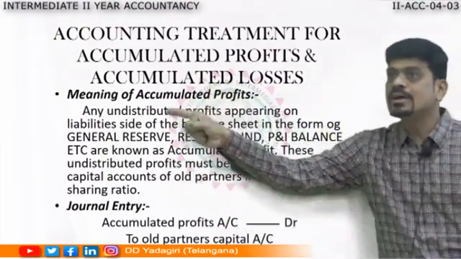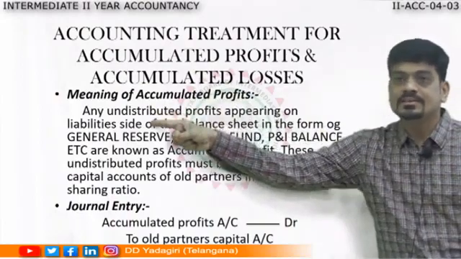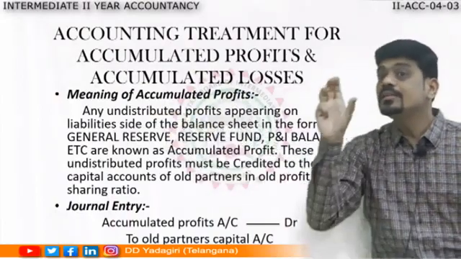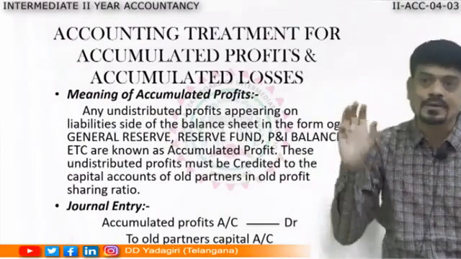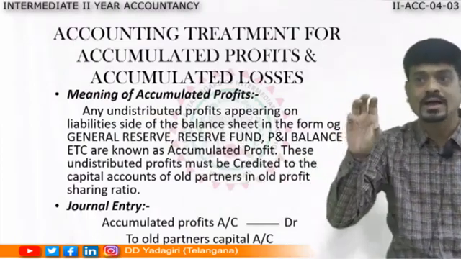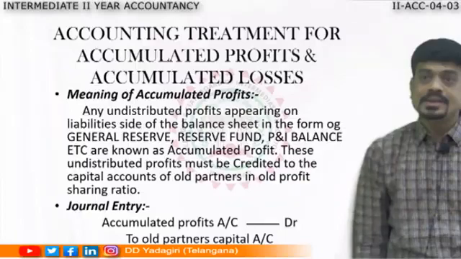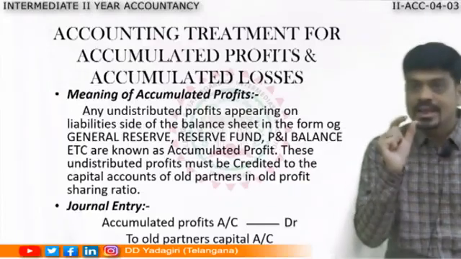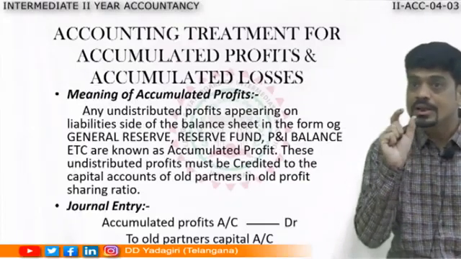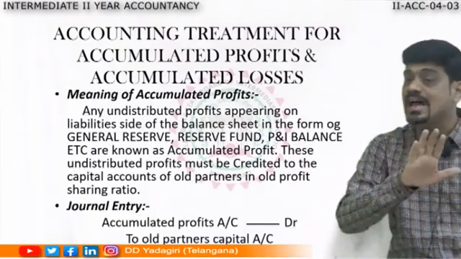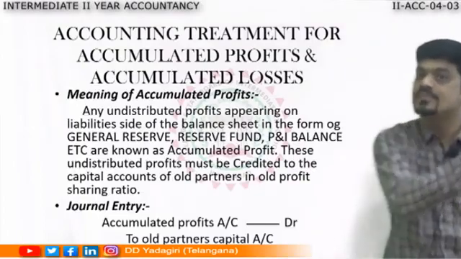They appear on the liability side. Why do they appear on liability side? They are kept for some purpose, I told. Thereby, it is a liability. So, whenever a new partner joins, he has no right to ask for the previous profit.